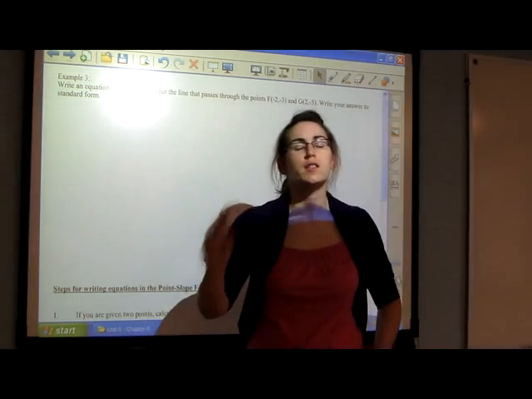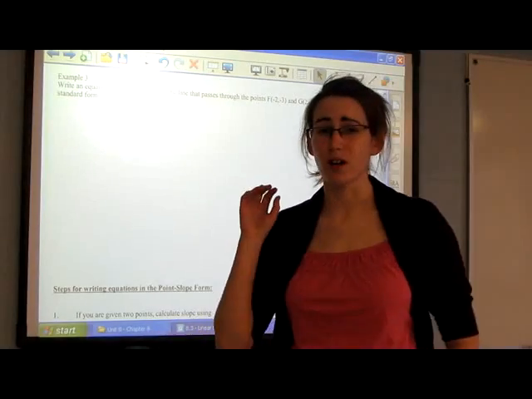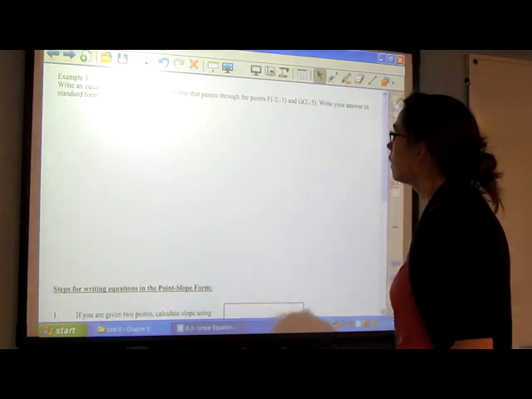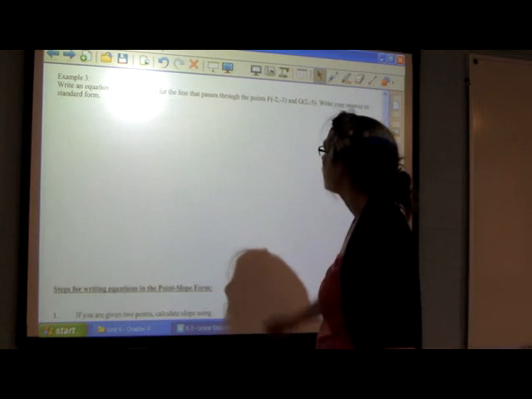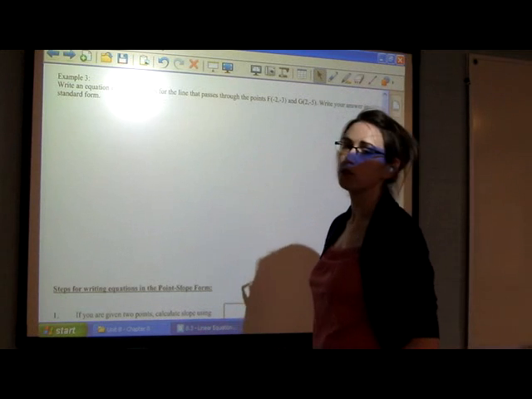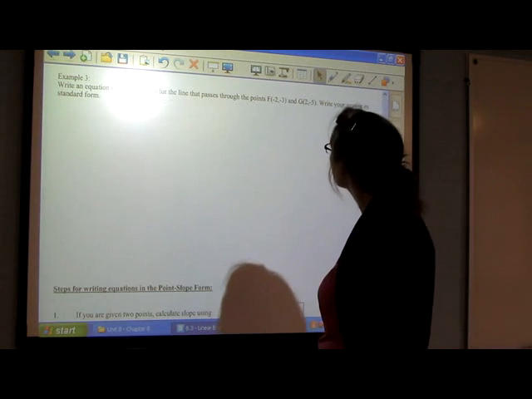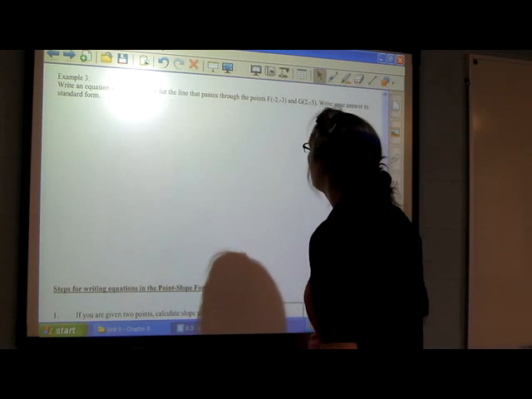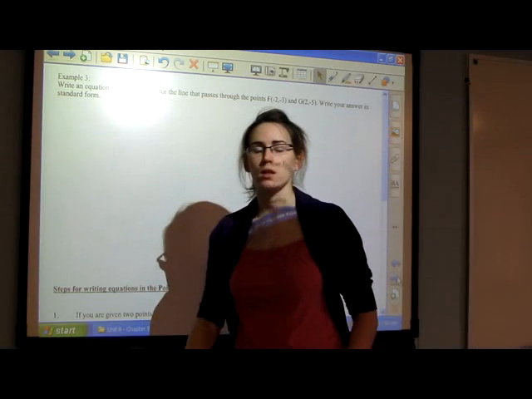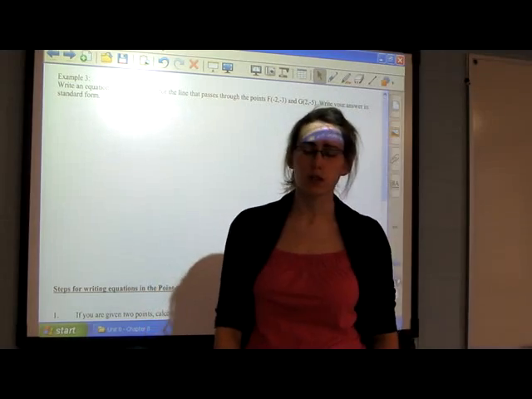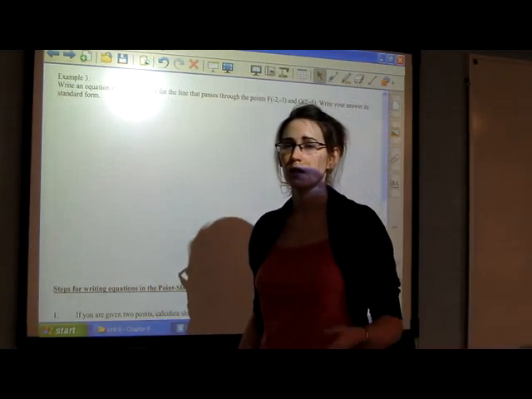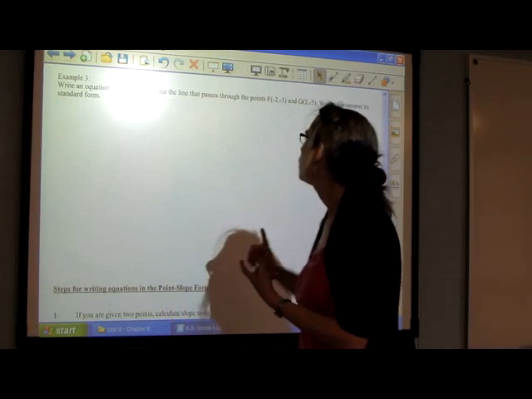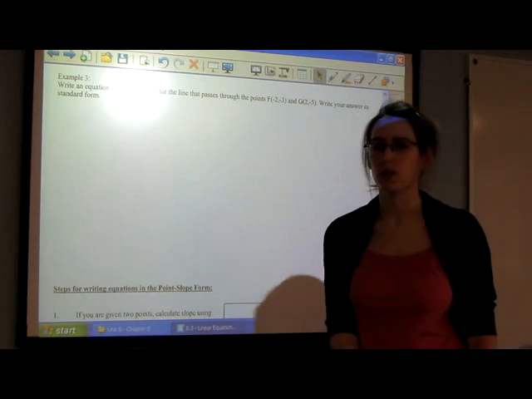One final example to go through, and then we are done for today's lesson. So example 3 says, write an equation in standard form, passes through the point -2, -3, and 2, -5, and we want to write our final answer in standard form. So, we need a slope, we need a point. We have a point, but we don't have a slope.